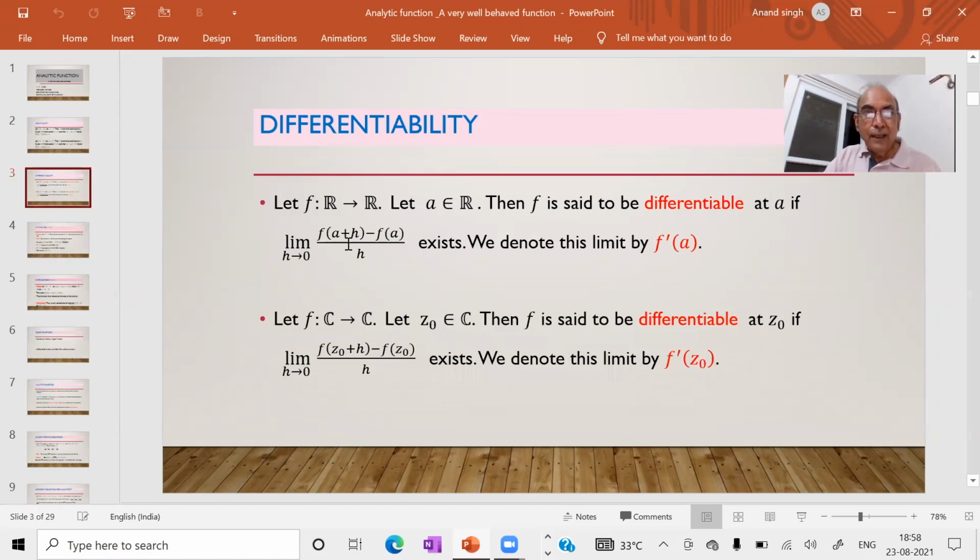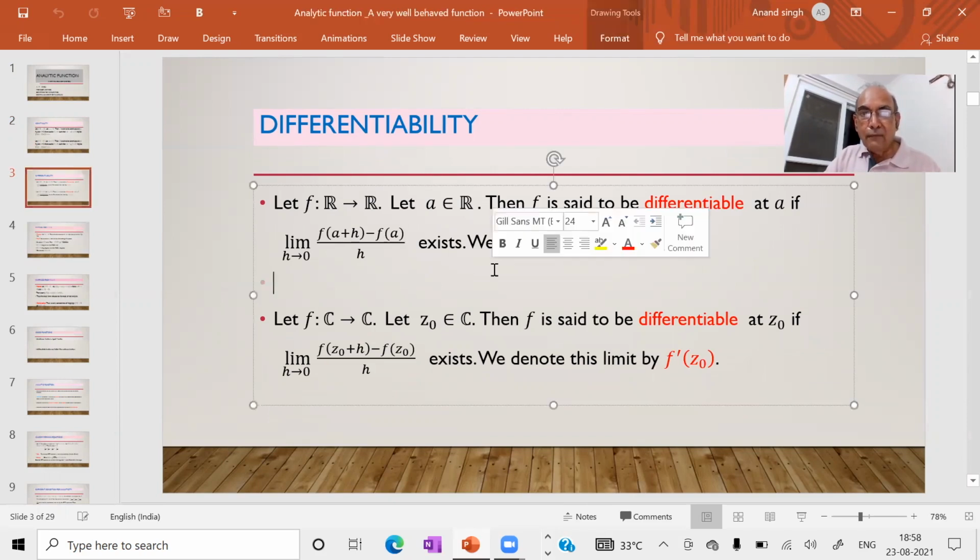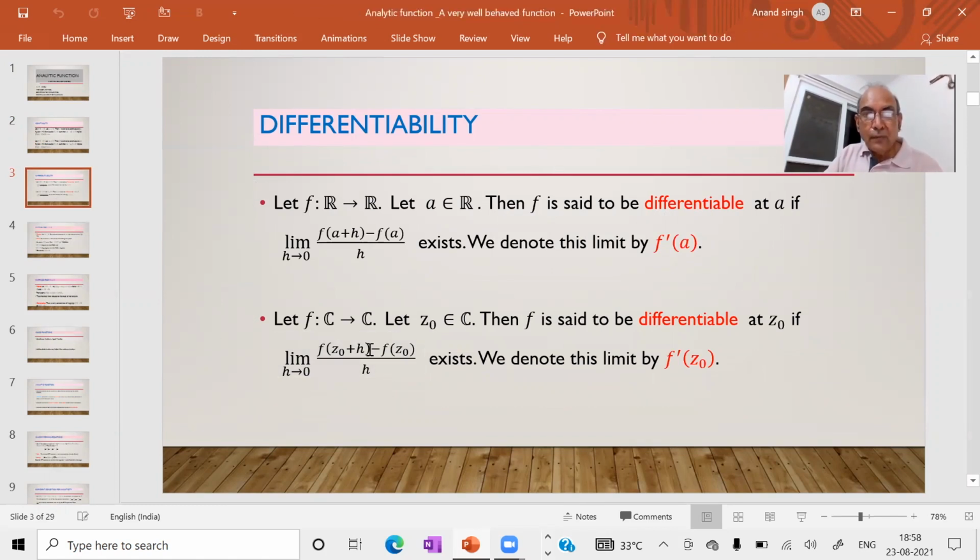The differentiability. Let F be from R to R, let A be in R, then F is said to be differentiable at A if the limit of (f(A plus h) minus f(A)) over h as h tends to 0 exists, and we denote this limit by f dash of A. And similarly, let F be a mapping from C to C and Z0 be in C, then F is said to be differentiable at Z0 if the limit of (f(Z0 plus h) minus f(Z0)) over h as h tends to 0 exists. We denote this limit by f dash of Z0.